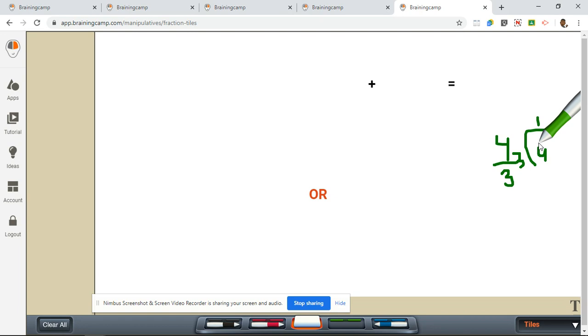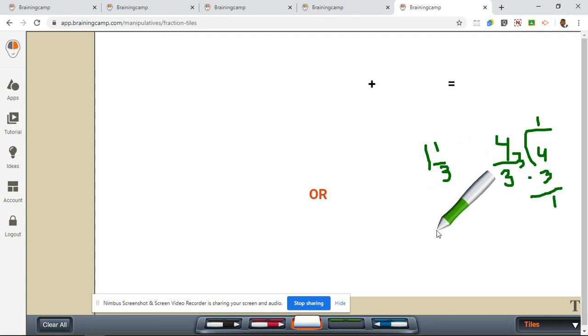So 1 times 3 gives us 3. It's a little bit hard and a little bit tricky with writing on the computer. I'm left with 1. So 1 would be our quotient, so that's our answer. We have 1, that's our remaining number, so that's our numerator. And 3, which is our denominator, does not change. So we have 1 and 1/3.